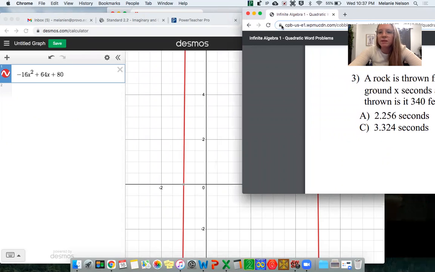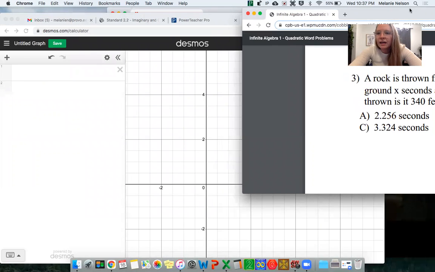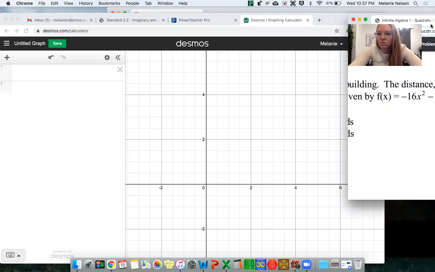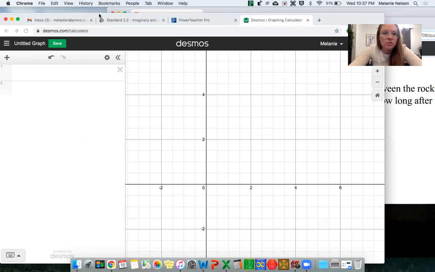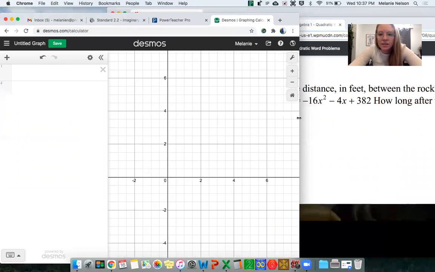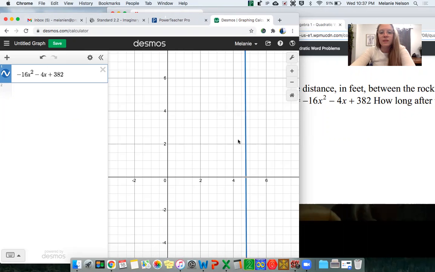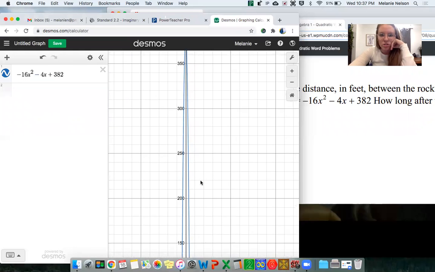Sorry, I've got to make my screens fit here again. I'm going to come over here to Desmos, get rid of that quadratic, and type in this new function right there. Oh, my Desmos is still too large. Sorry about this, guys. Good old technology. Okay, so I'm typing in again my function into Desmos, negative 16x squared minus 4x plus 382. All right, I'm going to zoom out again so I can get that generic look at my quadratic. Wow, this one's a tall one.